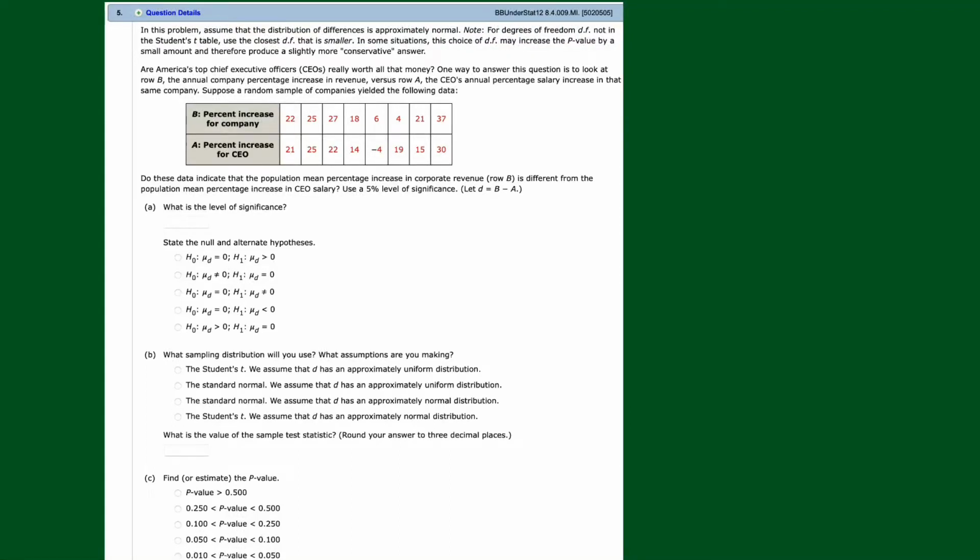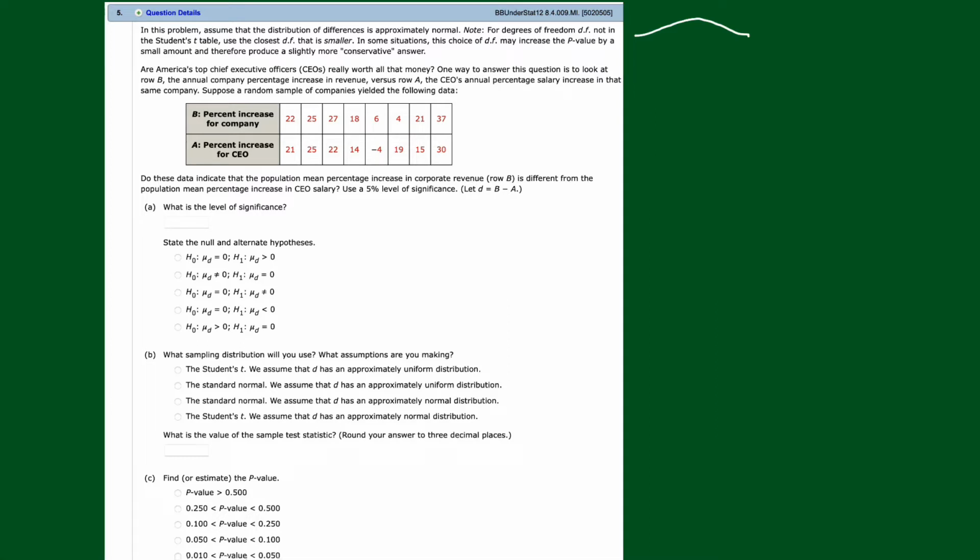This is section 8.5, problem 5, the last problem in this section that we're going to look at. What have we got going here? In this problem, assume that the distribution of differences is approximately normal. So we'll assume we've got a normal distribution of differences, one population minus another one. Note, for degrees of freedom not in the student's t-table, we're probably not going to have to worry about that because we can use our calculator to run these tests.